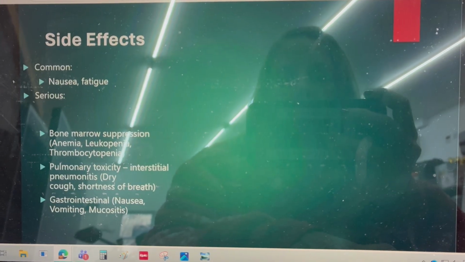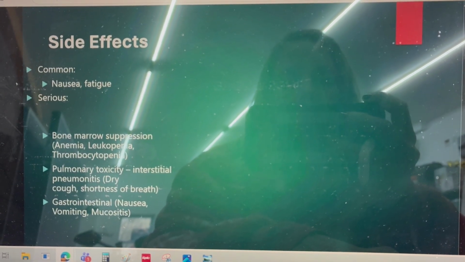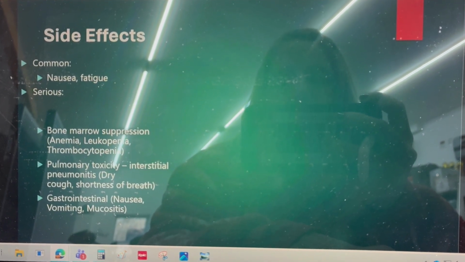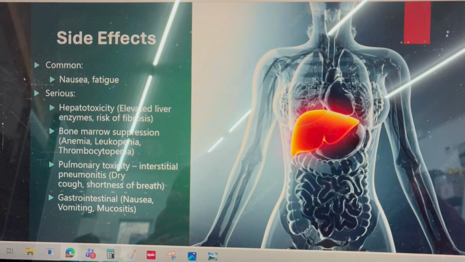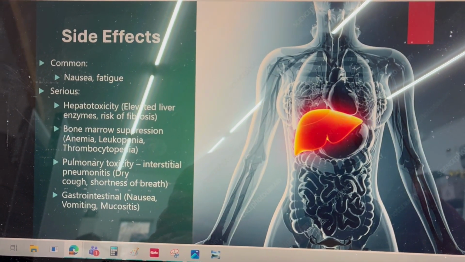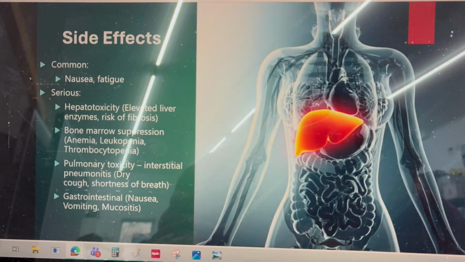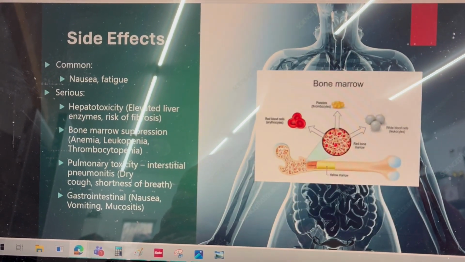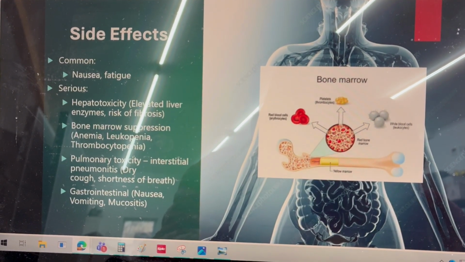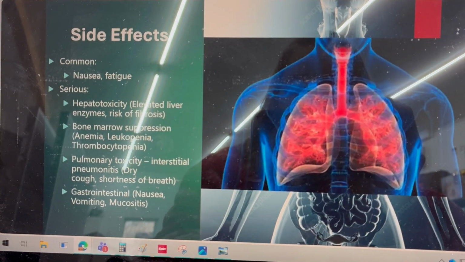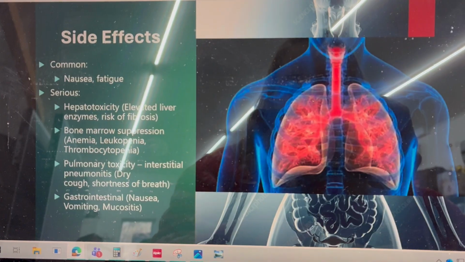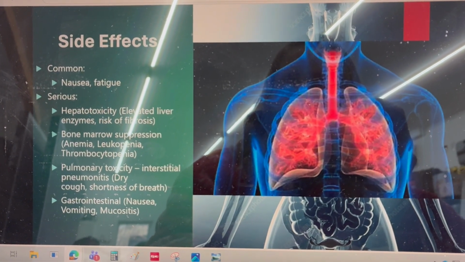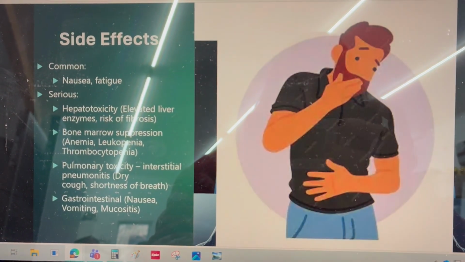Side effects. The most common are nausea and fatigue, and patients describe the fatigue as they just want to lay around in bed all day. There are more serious side effects, including hepatotoxicity. You can also have bone marrow suppression and pulmonary toxicity, like interstitial pneumonitis, a dry cough and shortness of breath, or gastrointestinal effects: more nausea, vomiting, and mucositis.